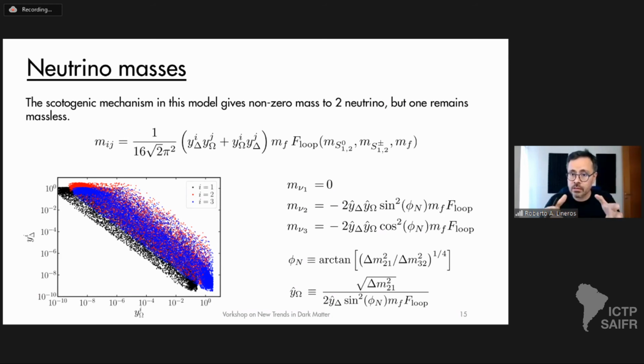This model, in the minimal construction, generates two neutrino masses that are non-zero and one that remains zero because of the structure of the Yukawa couplings, basically. You can generate the neutrino mass matrix without any problem. And one of the nice things is that even though the neutrino mass matrix could be very complex, it's easily parameterizable in terms of the observables of the neutrino sector.